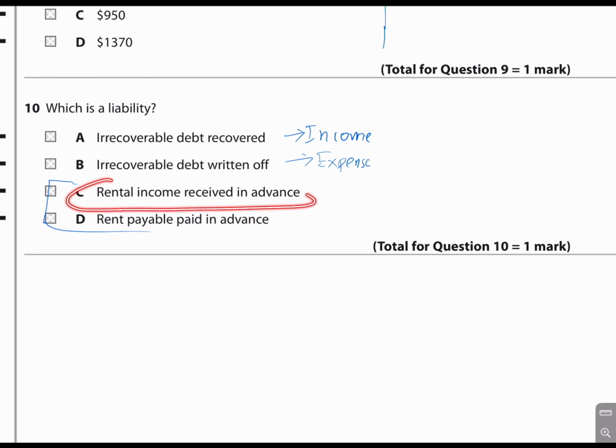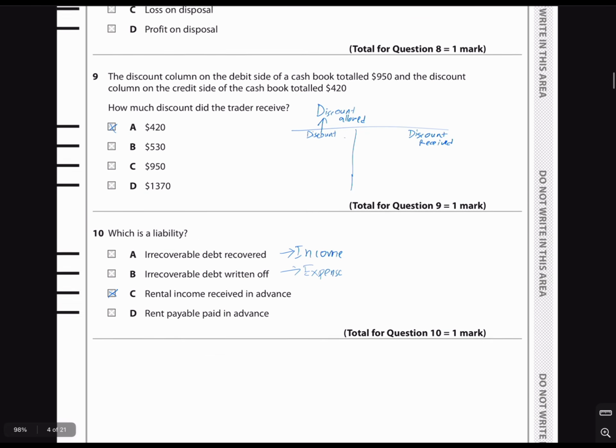But what about this? Rental income received in advance. You have received the income in advance, so you are yet to provide them the service, right? So you are liable. So option C is a liability. Because when you receive rental income in advance, you are still yet to provide your customer or your client the service, right? So we are done with the MCQ section.